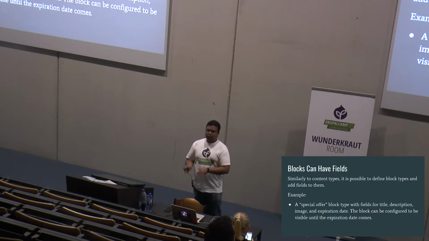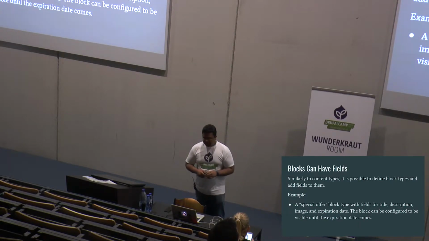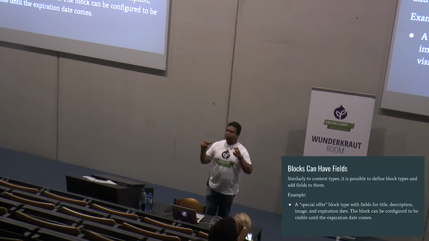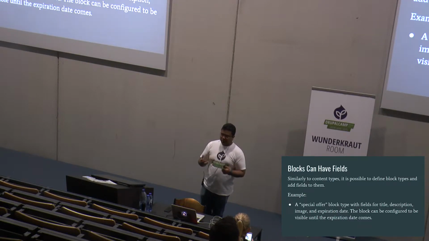And in the same way as content types, blocks can have fields. So let's say that we have a special offer block where we have a title, a description, an image, and an expiration date. And we will show this special offer in the right sidebar, for example, as long as the expiration date doesn't come. So you can have this.